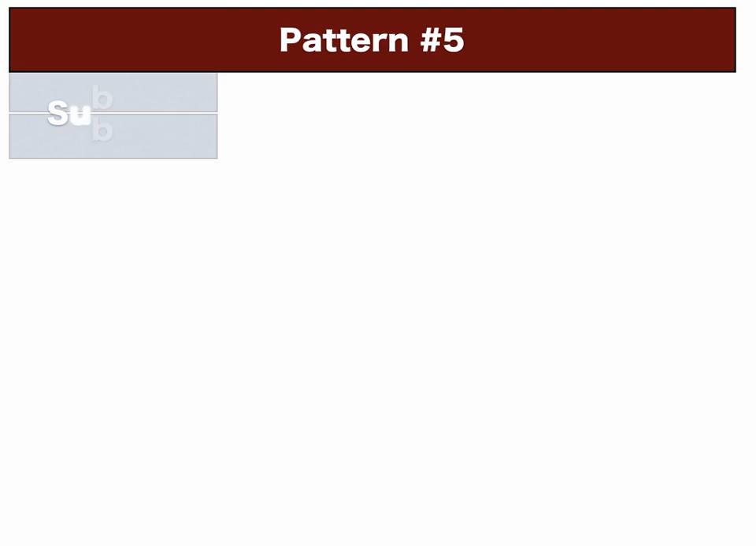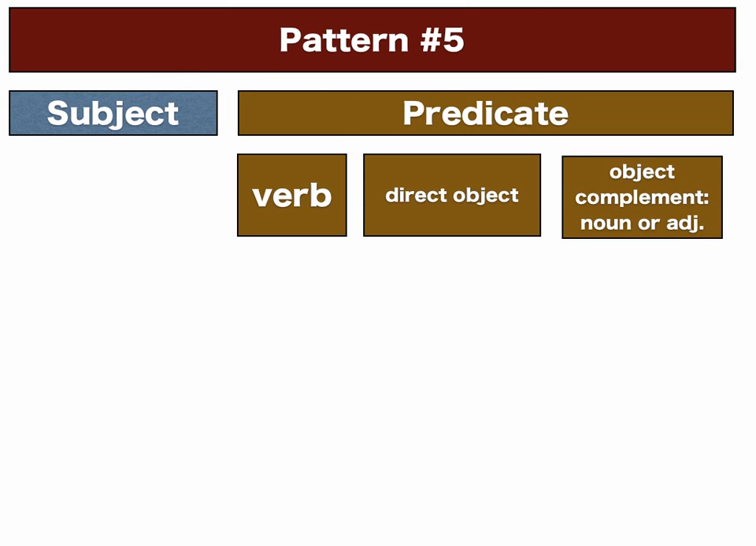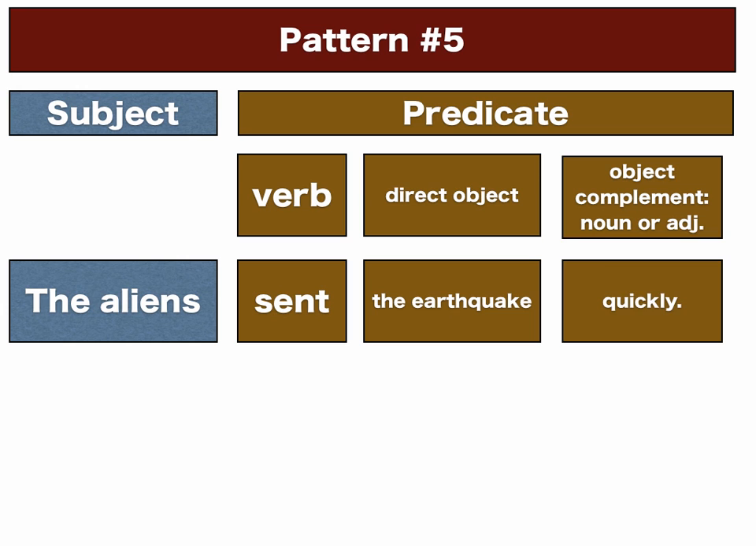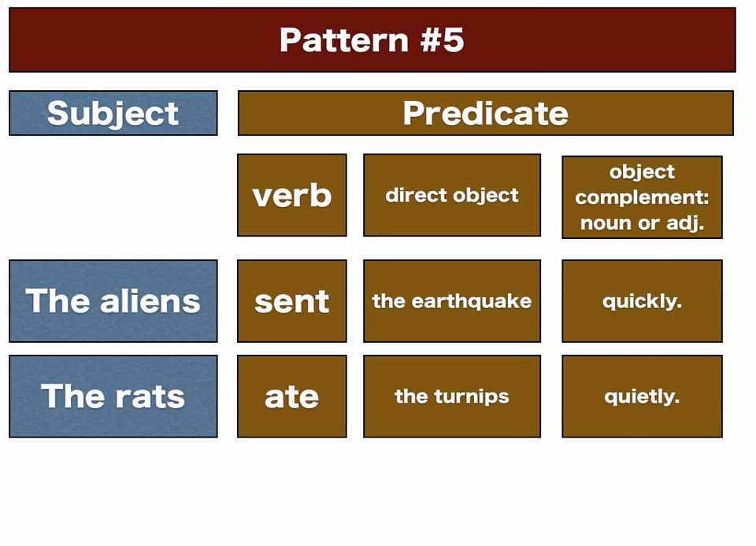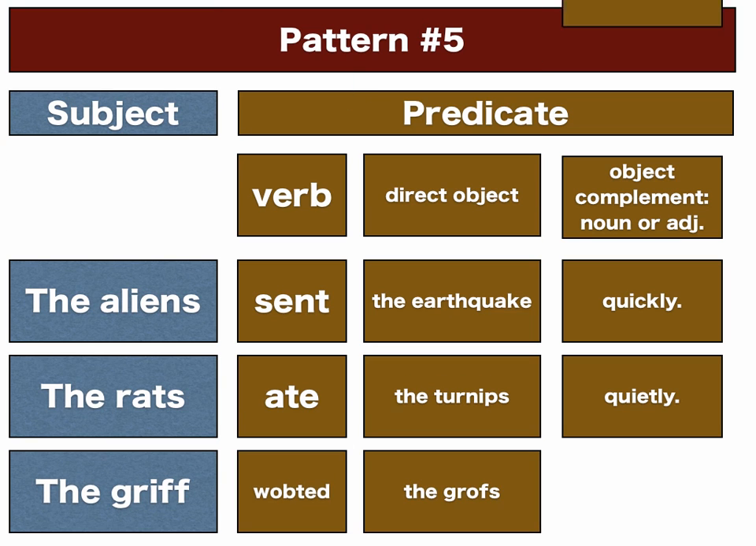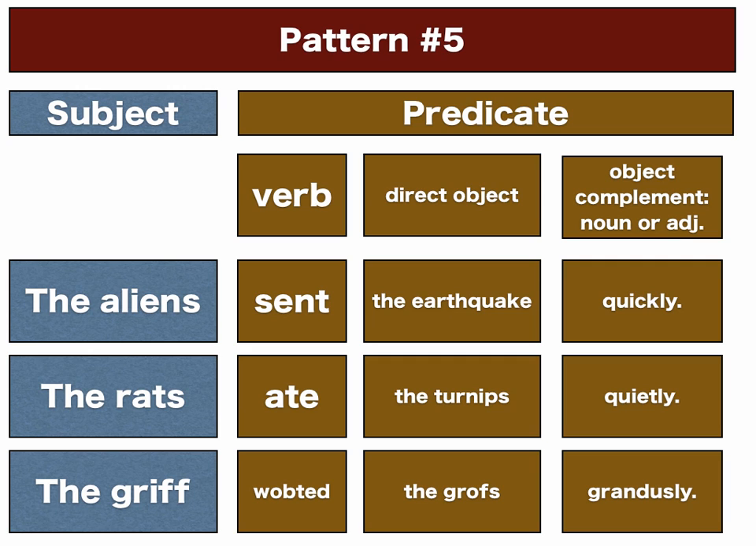And finally, the last one, pattern number 5, subject predicate, broken down into a verb, a direct object, and an object complement, which can be a noun or an adjective. The aliens sent the earthquake quickly. Or, the rats ate the turnips quietly. How do they eat the turnips? Quietly. How did they bring the earthquake? Quickly. So the object complement is complementing the direct object. How did they do it? They did it quickly. Or if you wanted to use nonsensicals, the Griffs whopped the Groffs grandiously.